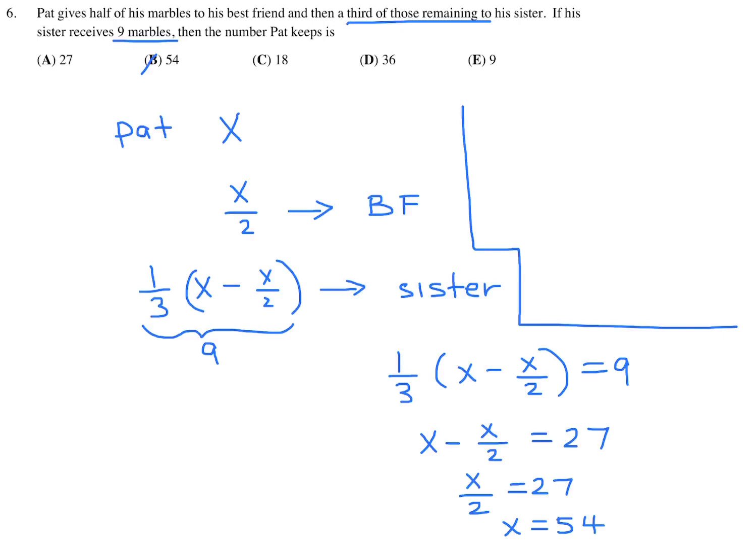They are asking the number Pat keeps. So if he started with x, which is 54, he initially gives half to his best friend, so half of 54 is 27, and then he gives 9 to his sister. So the number he keeps would be 54 minus 27 minus 9, which is 18. So he keeps 18, therefore number 6, the answer is C.